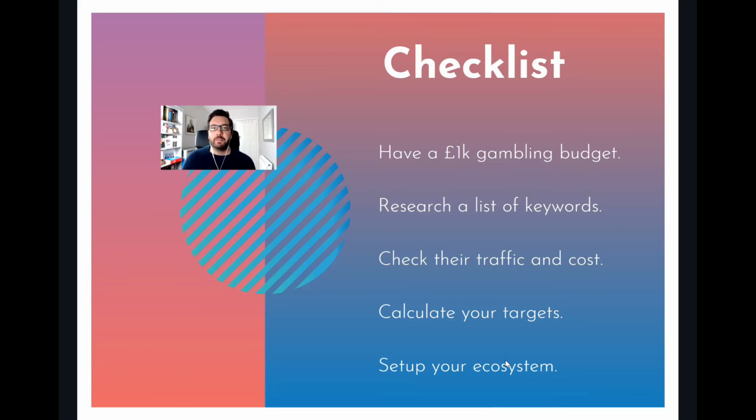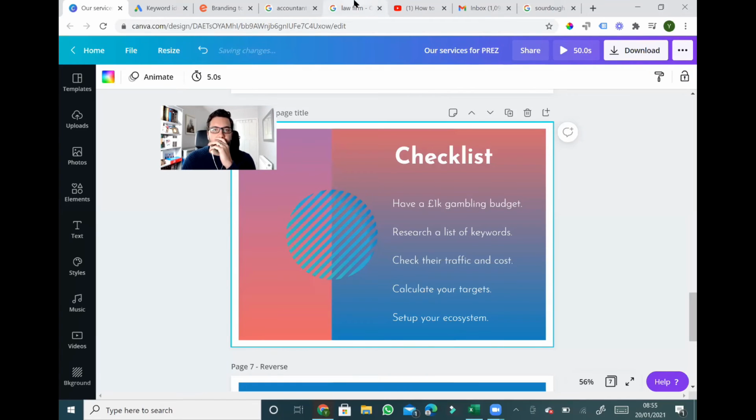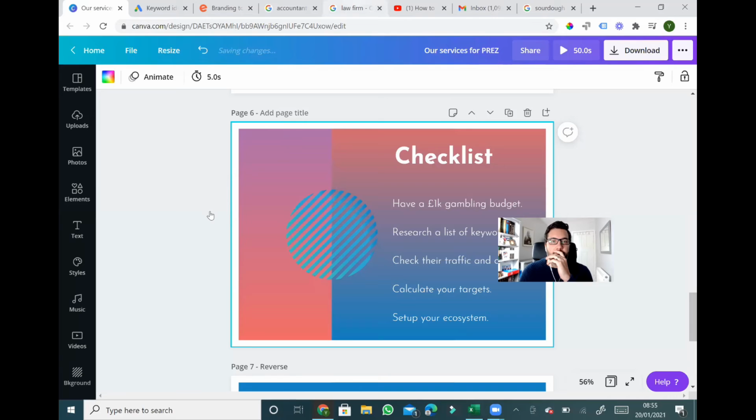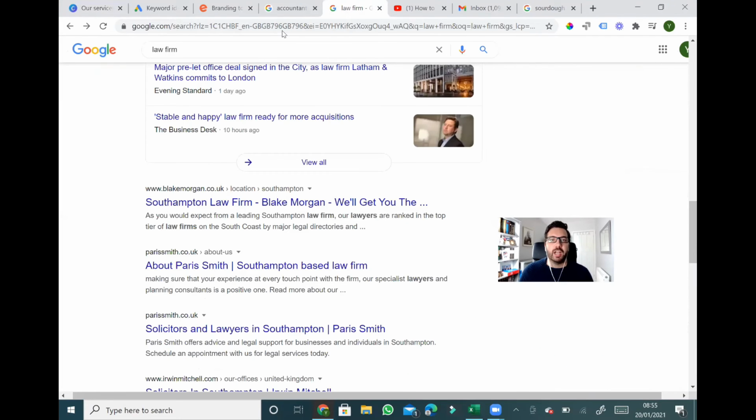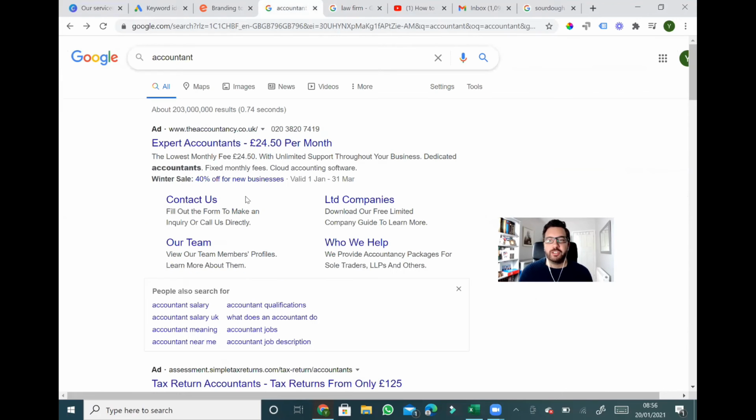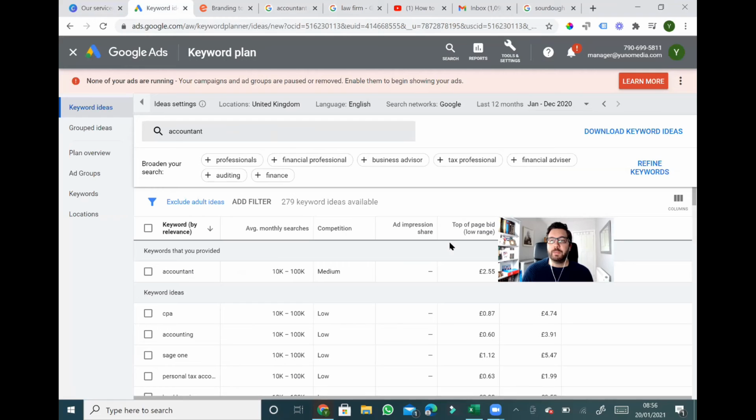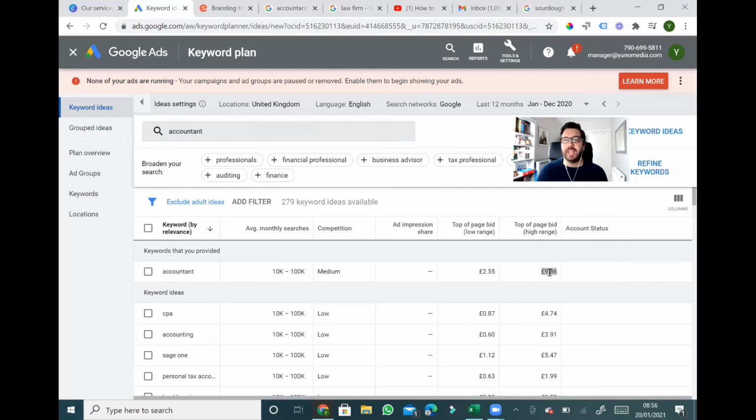Now, let me show you an example of that. So, for example, this law firm, or these law companies up here, who are, actually, let's do accountants. Sorry, accountants are good ones first. So these accountants are probably paying a lot. If we're looking at that, they could be paying £9.86 to get to the top of the page.